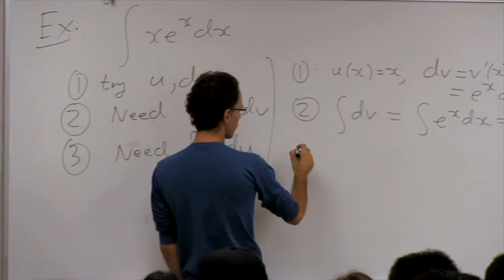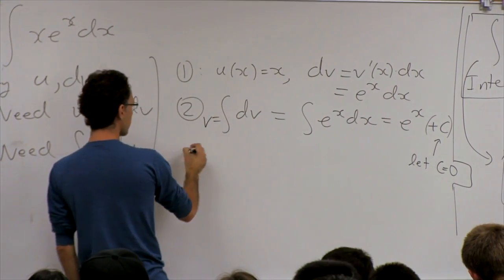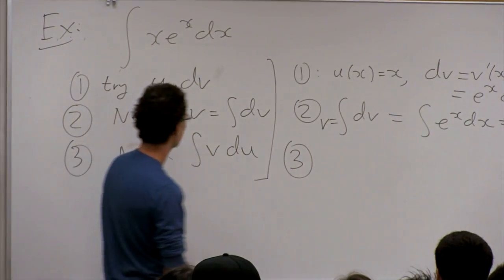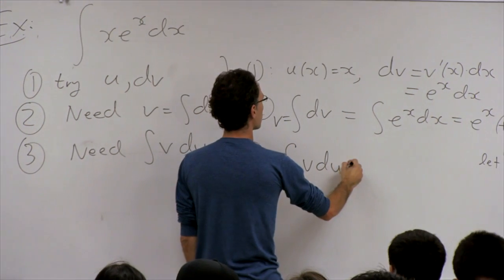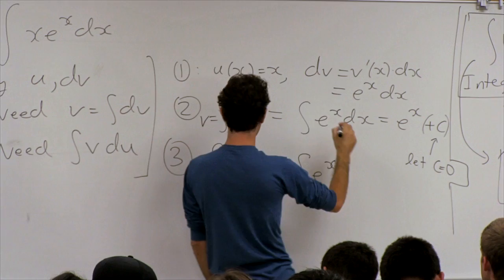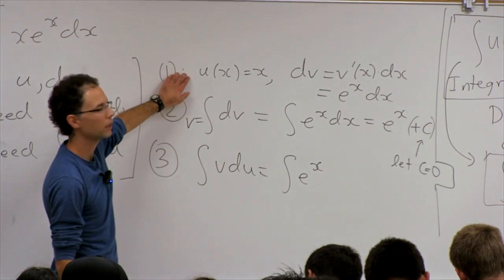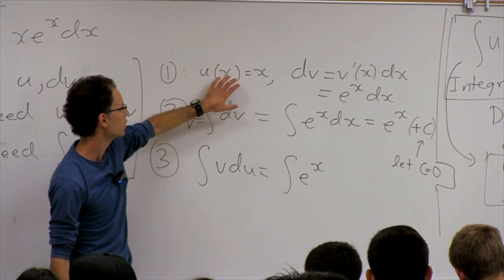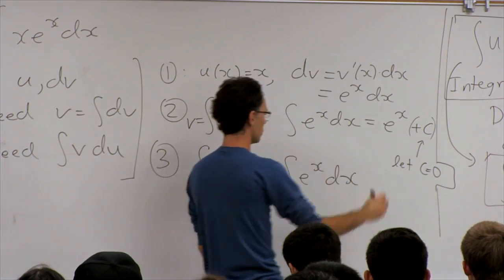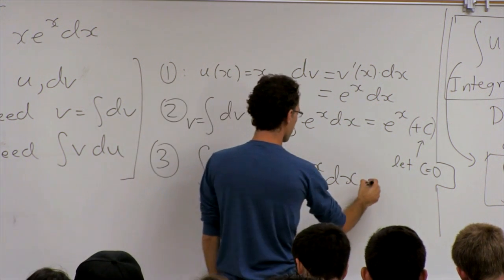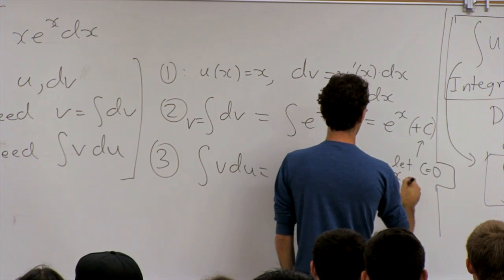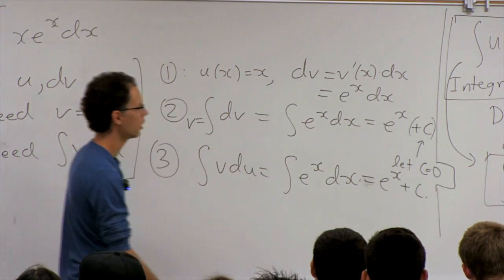Okay, and then once we have v, which was this integral, the third step was computing the latter integral, which was the integral of v du, which using what we have so far, v was e to the x. And du, well, we need to compute that, but that's very easy. The du is just the derivative of x, which is 1 times dx. So this is just dx. Okay. And this is luckily an easy integral to compute. This is nothing other than e to the x, again, plus some constant.